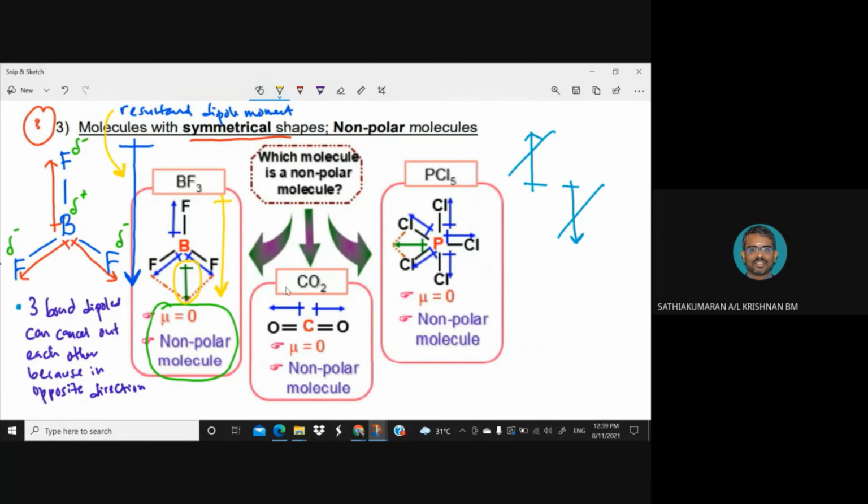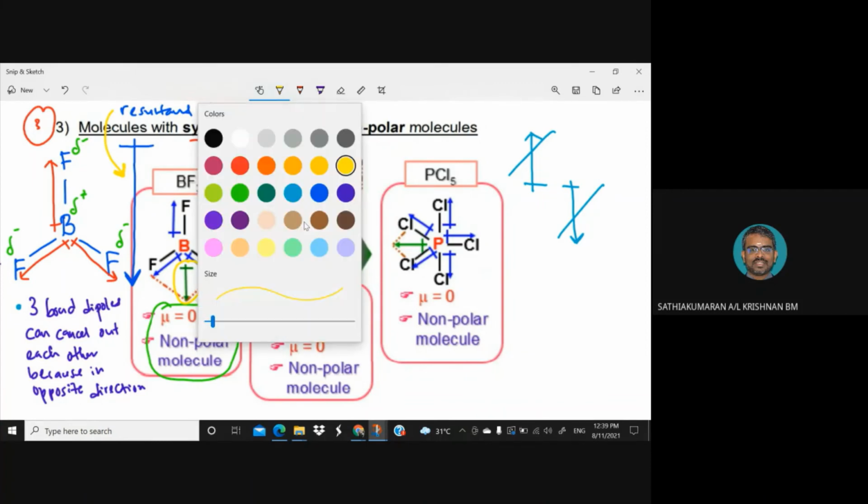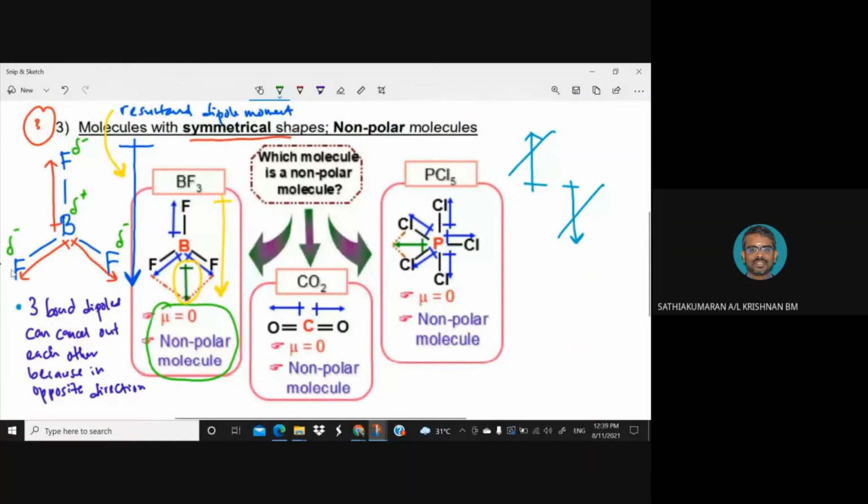Okay, so now let us see CO2, another example. Carbon and oxygen. So which one is more electronegative? Oxygen. This is delta positive, this is delta negative. So I can draw bond dipole from carbon to oxygen, from carbon to oxygen. Okay, finish. This is what we studied before this.